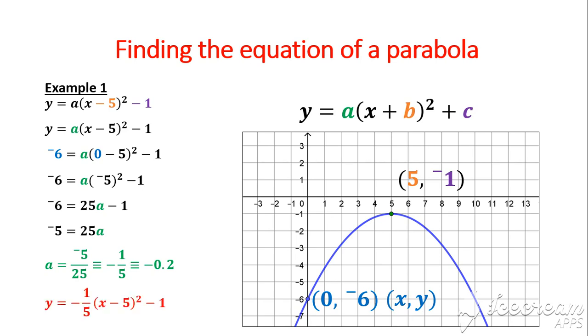So my final equation, I can put it all together, is y is equal to negative 1/5 times x minus 5 all squared minus 1.